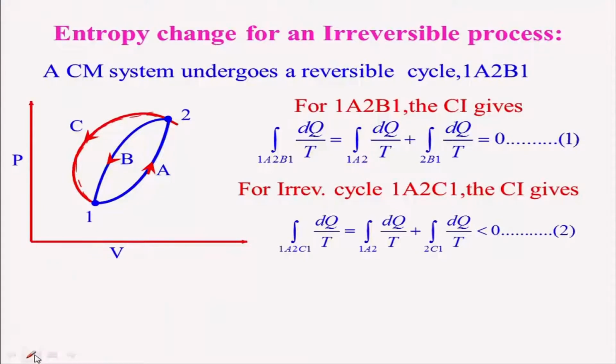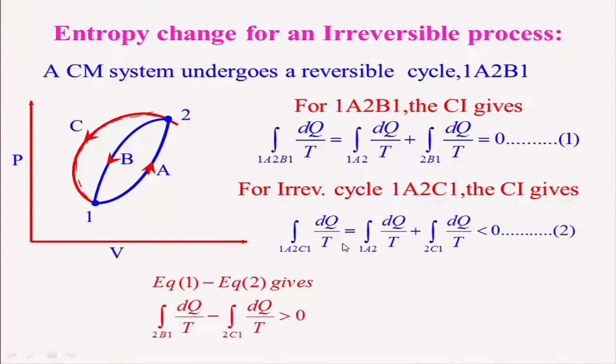So, what we will do is subtract this one. If I subtract, this is minus and this will cancel out. So you will get dq by T for the path 2B1 minus dq by T for the path 2C1 is greater than 0. And what it says is that dq by T for the path 2B1 is greater than dq by T for path 2C1; that is the change in entropy.